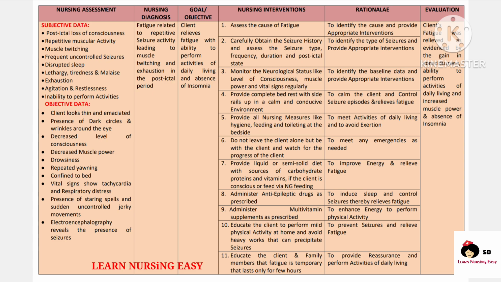Anti-epileptic drugs are given in order to control seizures and relieve fatigue. And multivitamins are given in order to provide energy. And you have to educate the client to do mild physical activity at home and avoid heavy work, so this will relieve fatigue. Educate the client and family members that fatigue is temporary and will last only a few hours after the seizure, so this will provide reassurance and the ability to perform activities of daily living. In evaluation, you have to see whether the client's fatigue was relieved.